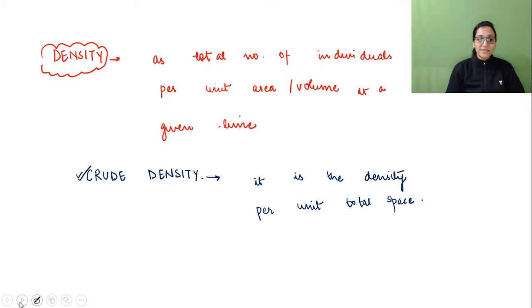Now, another thing that we need to see. The first type was crude density. The second type is specific density. This is crude density and then specific density.